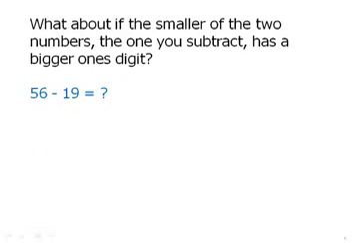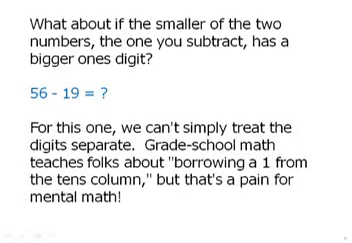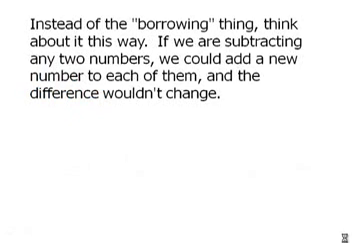What about if the smaller of the two numbers, the one you subtract, has a bigger ones digit? So for example, 56 minus 19. The 9 is bigger than the 6. What do we do here? Well, for this one, we can't simply treat the digits separately. Grade school math teaches folks about, quote, borrowing a 1 from the tens column, but that's a pain for mental math. Instead of the borrowing thing, think about it this way.